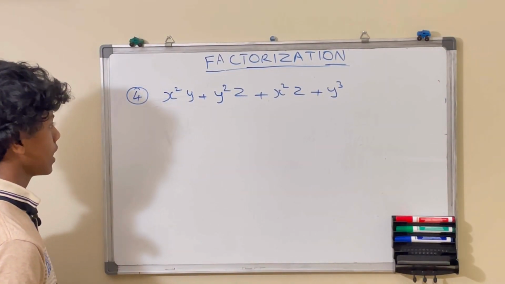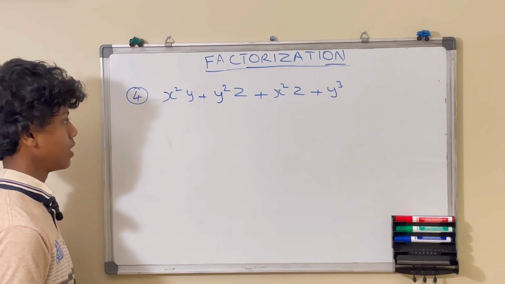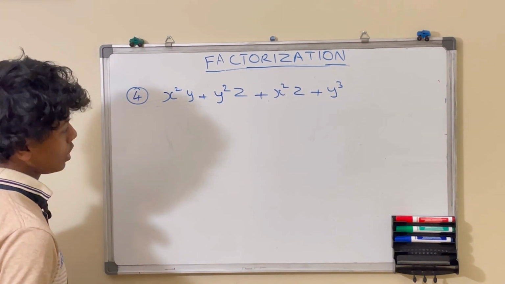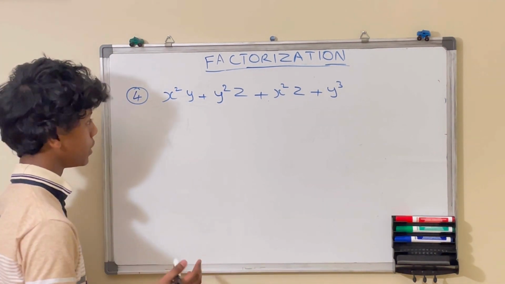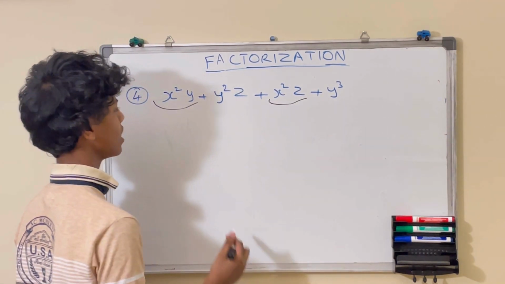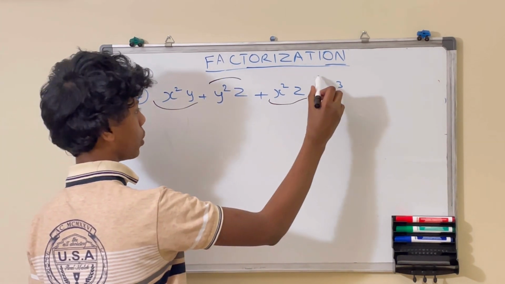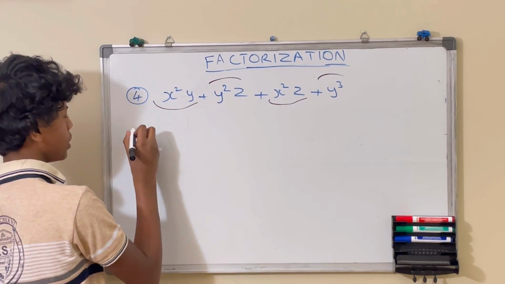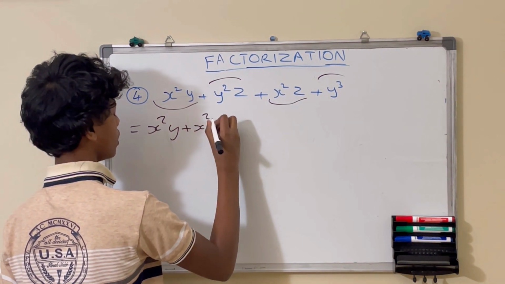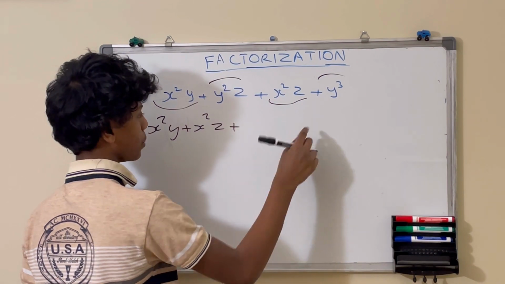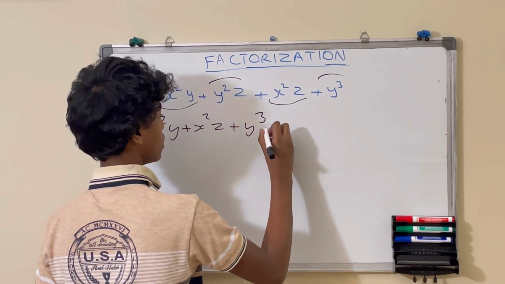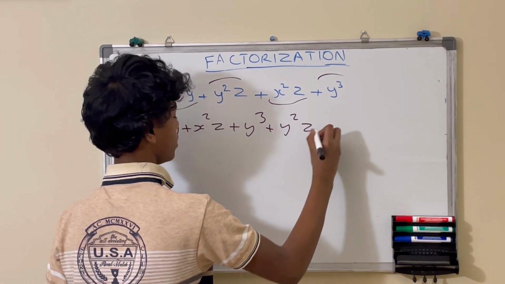Question 4. x squared y plus y squared z plus x squared z plus y cubed. So here we're going to do the same thing we did in our previous questions. We're going to group two terms. So x squared y can go with x squared z, and y squared z can go with y cubed. So let's rewrite that question. So that equals x squared y plus x squared z plus, I'm going to write this first because it has a greater exponent, y cubed plus y squared z.